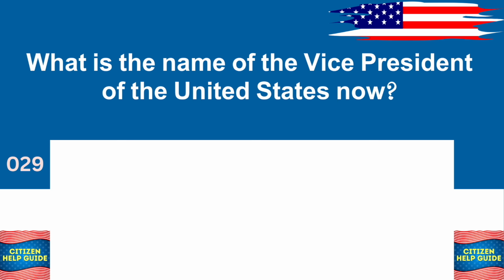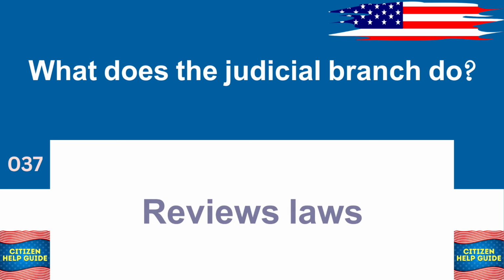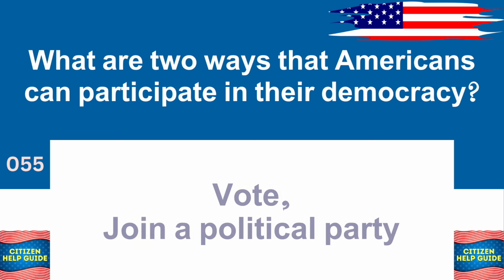What is the name of the Vice President of the United States now? J.D. Vance. What does the judicial branch do? Reviews laws. What are 2 ways that Americans can participate in their democracy? Vote. Join a political party.